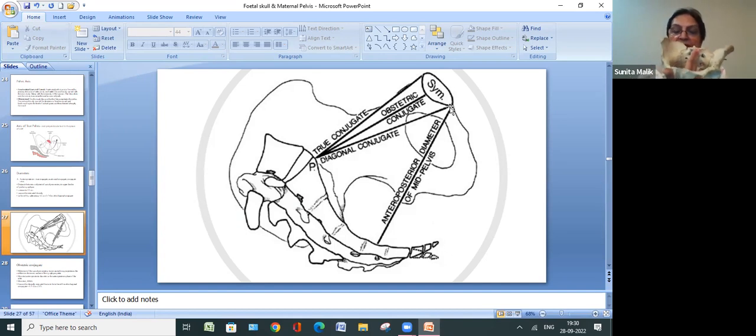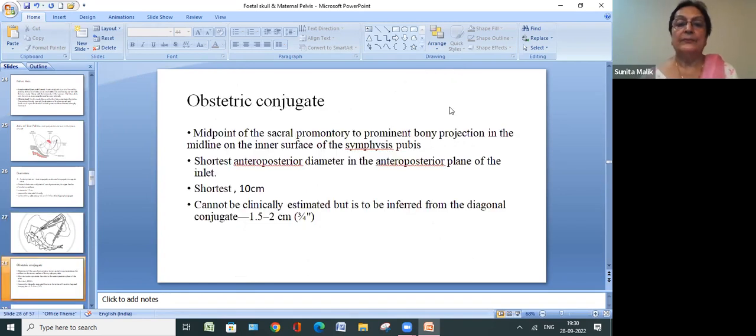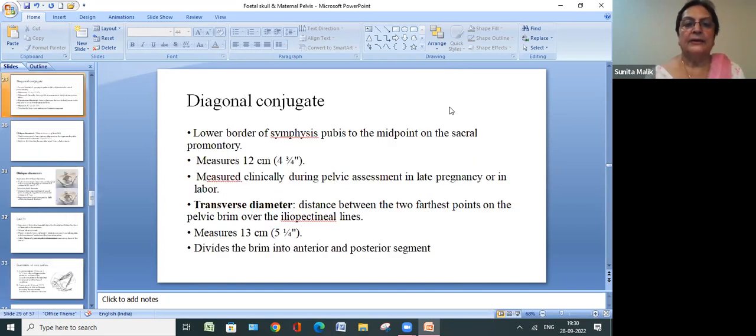So that's why we subtract 1.2 centimeters from that to get to the true conjugate, and another 1.2 centimeters, about 2 centimeters from the diagonal conjugate, is the obstetric conjugate. This is the shortest AP diameter of the AP plane of the inlet, 10 to 10.5 centimeters. It cannot be clinically estimated, so it is inferred from the diagonal conjugate. Diagonal conjugate is from the lower border of symphysis pubis to the midpoint of the sacral promontory, about 12 centimeters, measured clinically.